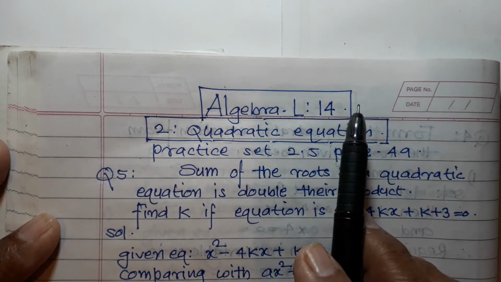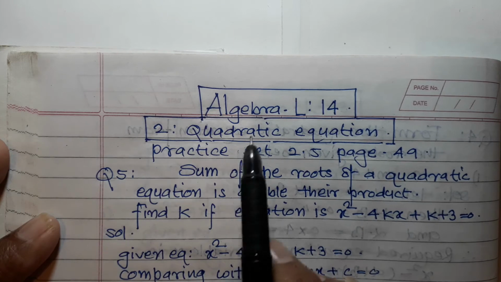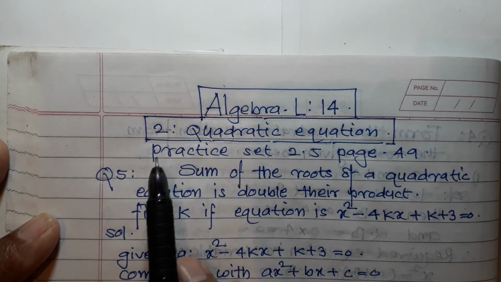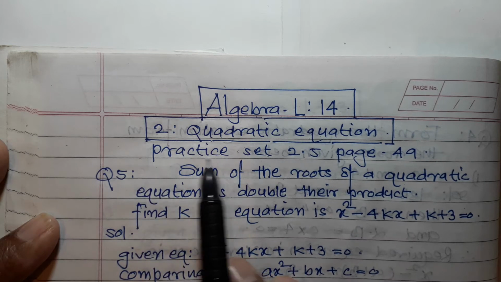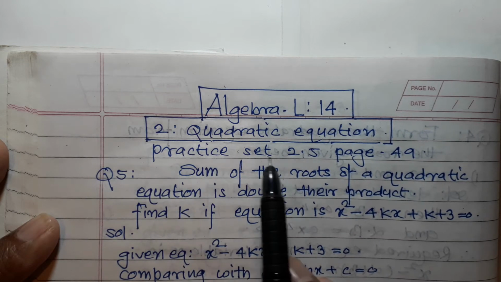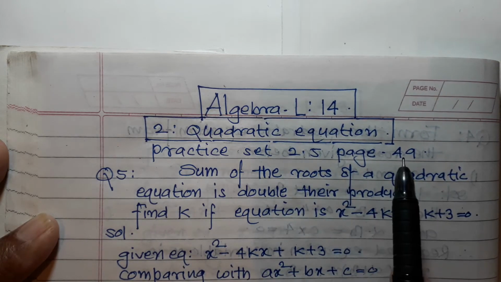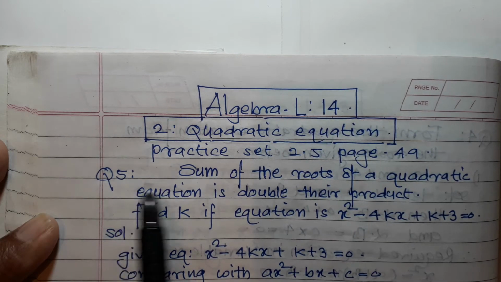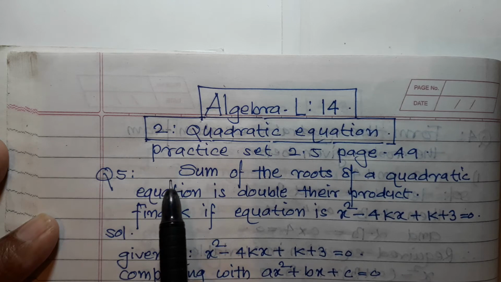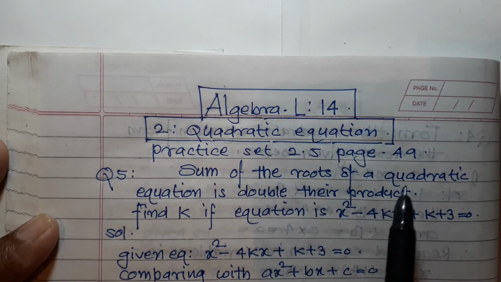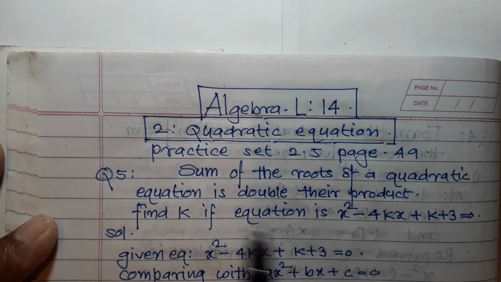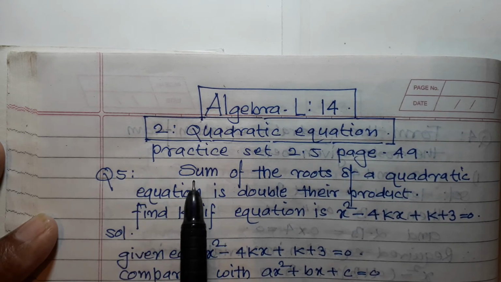Algebra lecture number 14, chapter number 2, quadratic equation. Now, in this lecture, I am going to explain some examples from practice set 2.5, page number 49. Question number 5. When this type of question is there, you have to read your question properly. Okay. Now, the question is this.